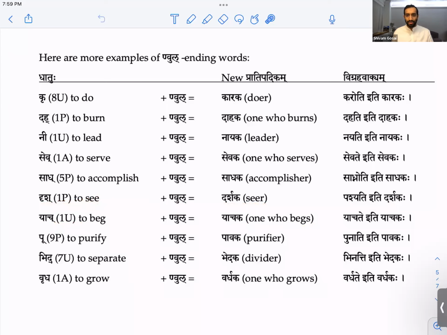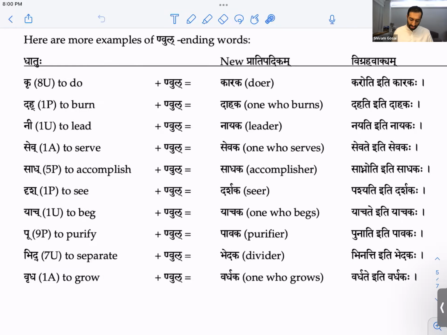Can be also sadhu, yachaka. Pu plus nvul, pavaka, because of the ech-yavayava, so punati iti pavakaha. Bhid dhatu, to separate. Bhedaka, bhinatti iti bhedakaha. Because it's a 7U dhatu, you get this nakara, so it's a little bit different. Vrit plus nvul becomes vardhaka, one who grows. So vardhate iti vardhakaha. Some of these words are very common, right? That we've seen before. And these are how they form.